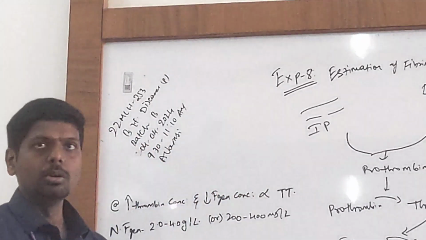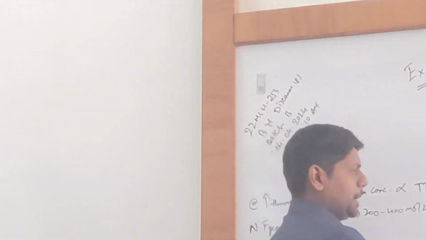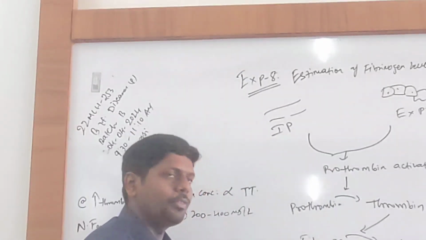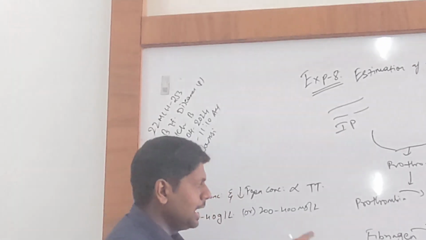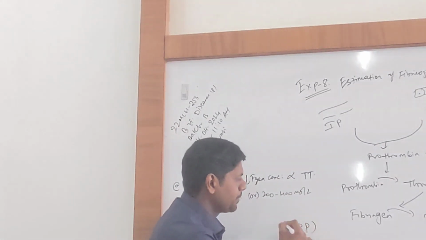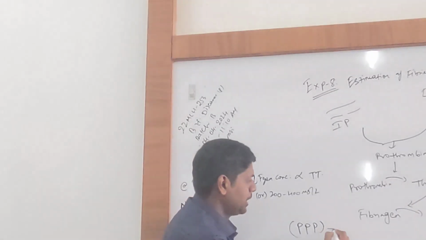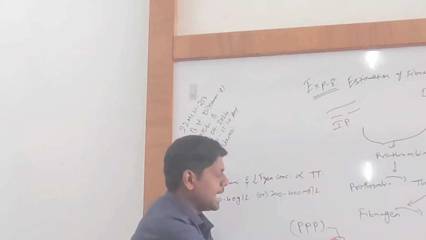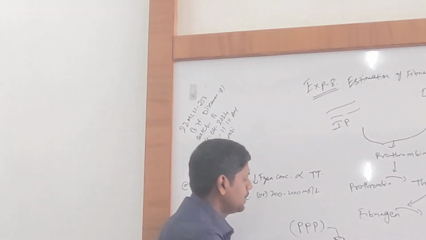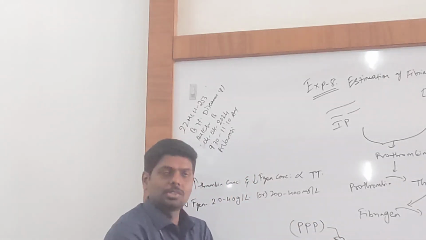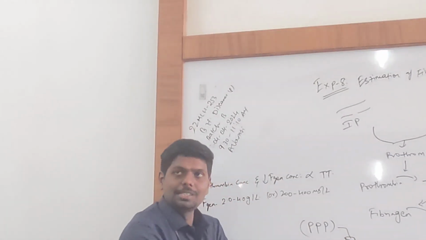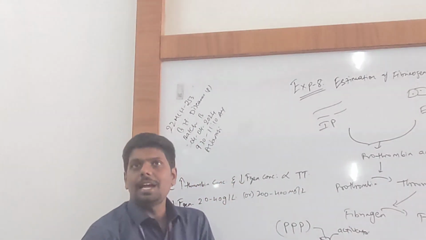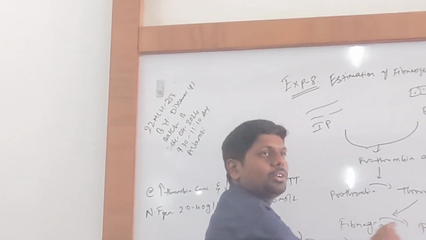Now, if we want to study the fibrinogen activity, the levels of fibrinogen, what will be the activator? First, we take platelet-poor plasma as the sample. We took this sample in a test tube, right? It is anticoagulated blood, separated platelet-poor plasma. In this I need to add an activator to initiate fibrinogen conversion to fibrin.